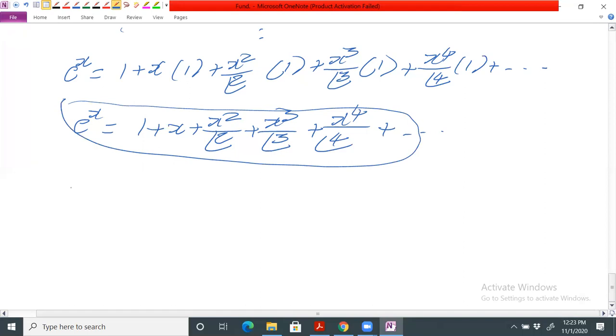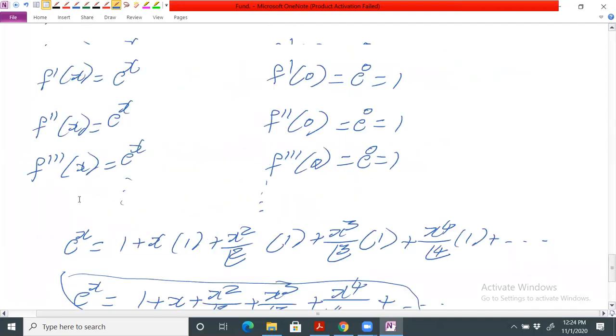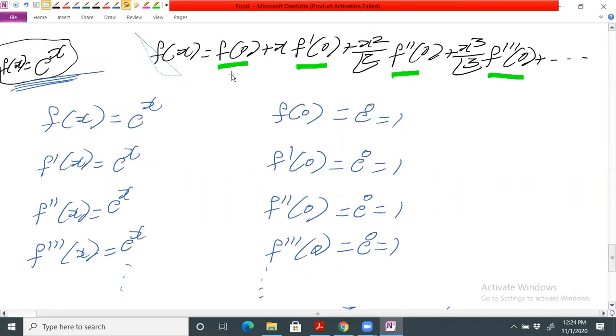In the same manner, they may ask: find the Maclaurin series expansion of f of x where f of x equals sin x or cos x or sinh x or cosh x. And there are 2 more formulas. I'll just give you briefly how to get it. So I'm taking here f of x equals f of 0.